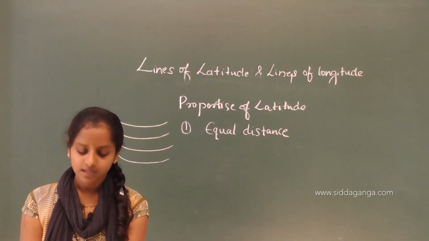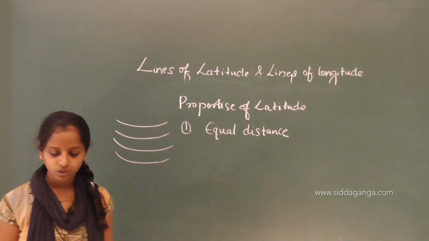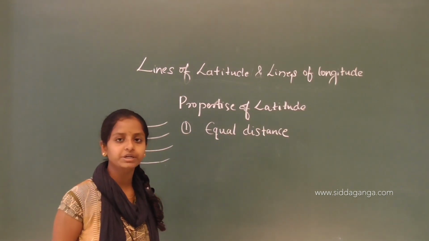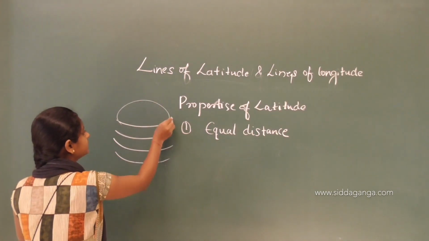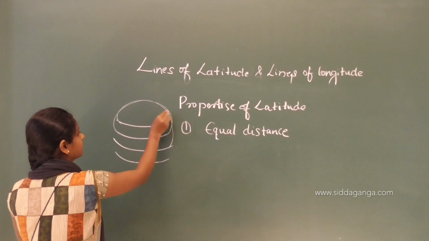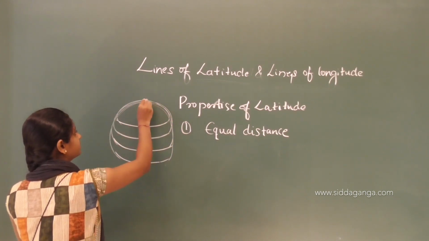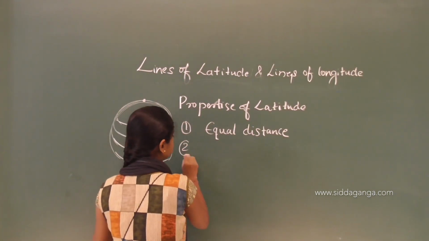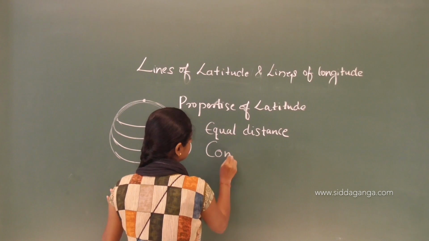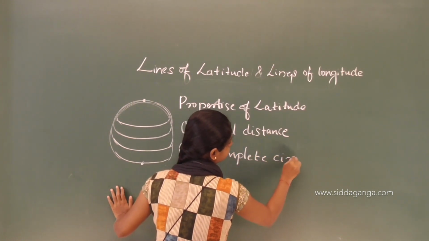The parallels are complete circles except at the poles, which are points. So these are complete circles like this, except at these poles. So the second property is that these are complete circles.